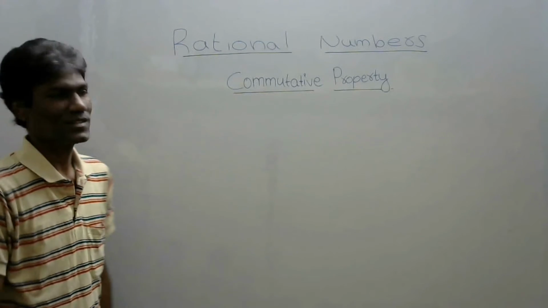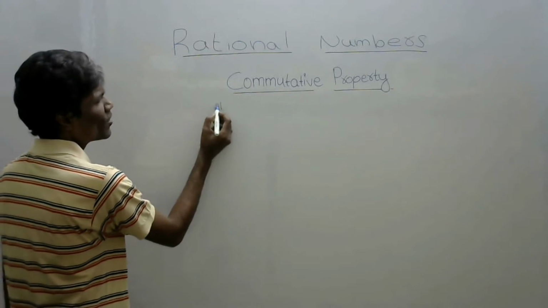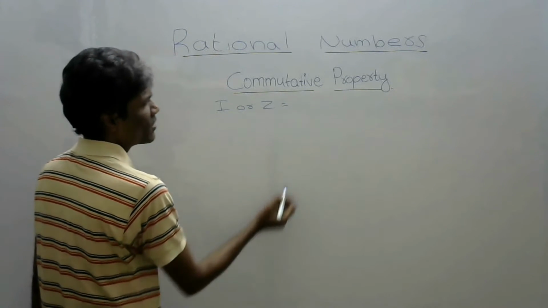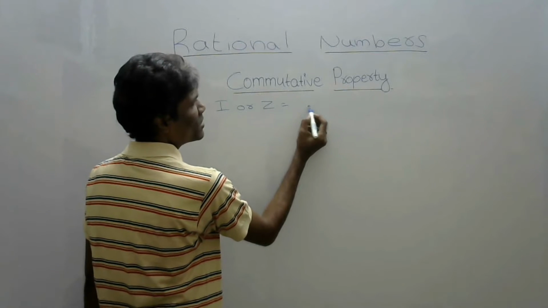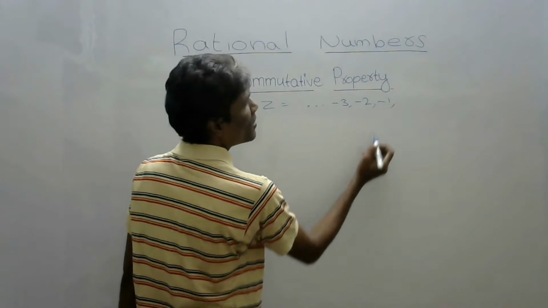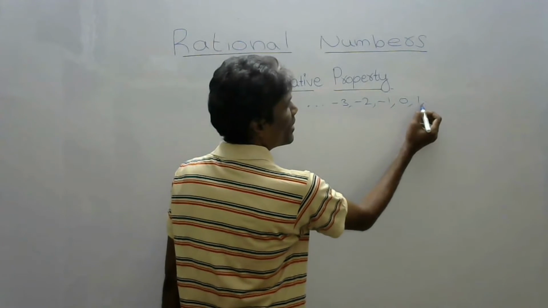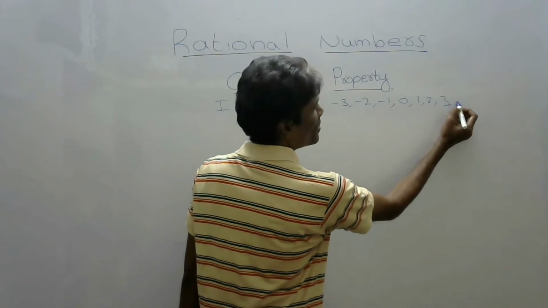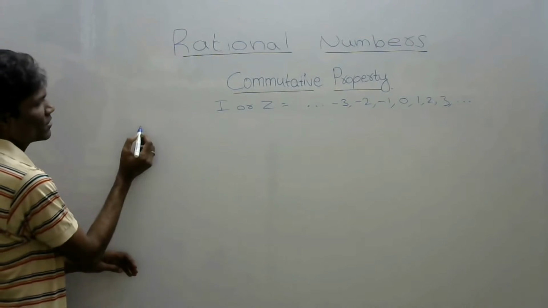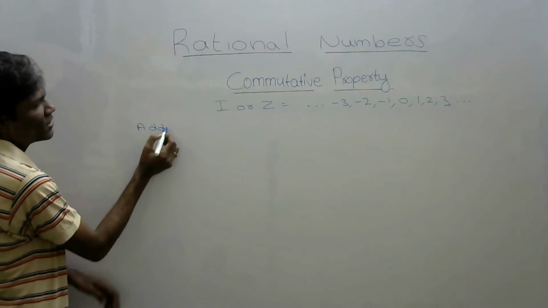Next, integers. What are integers? We know the integers are denoted by I or Z. Those are negative numbers, 0 and positive numbers. Let us start with addition.